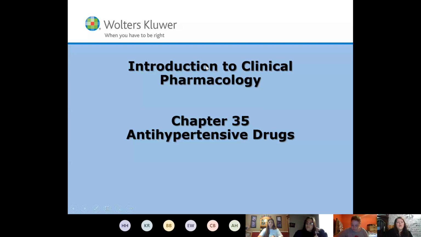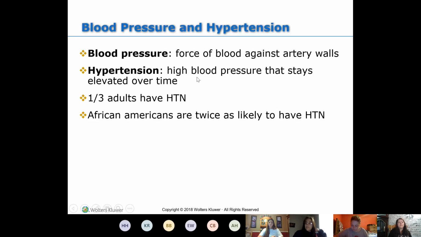All right, so we know that blood pressure is the force of blood against artery walls. That is how it's measured, and that's where it comes from. So we're talking artery walls, intravascular spaces, not outside, extravascularly. High blood pressure that stays elevated over time is called hypertension.